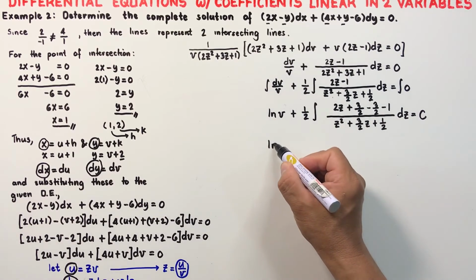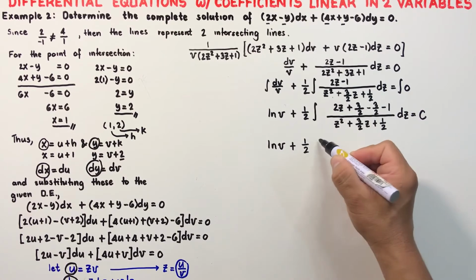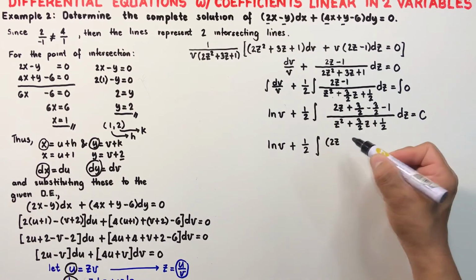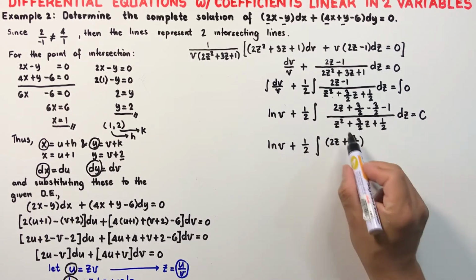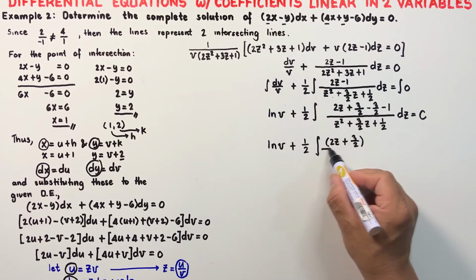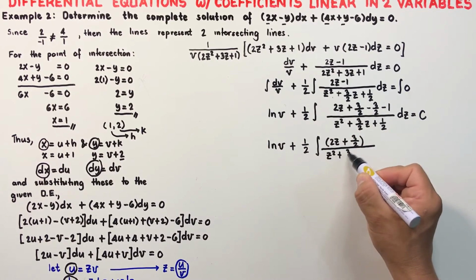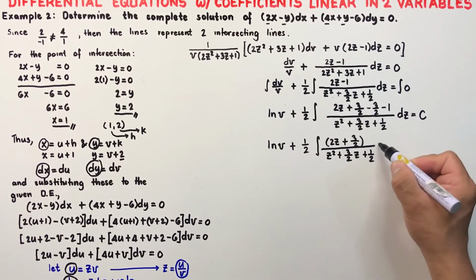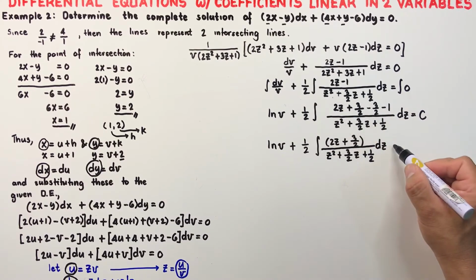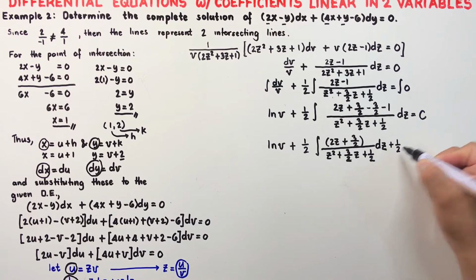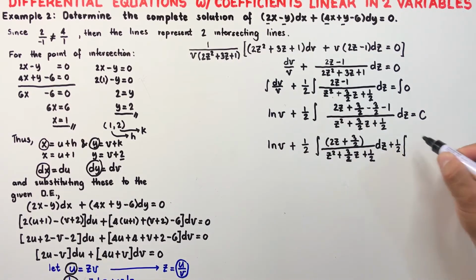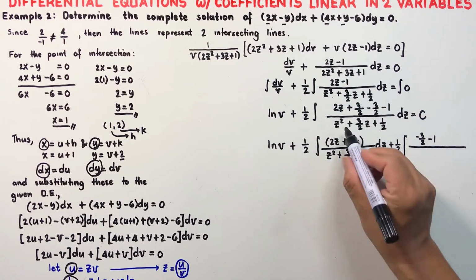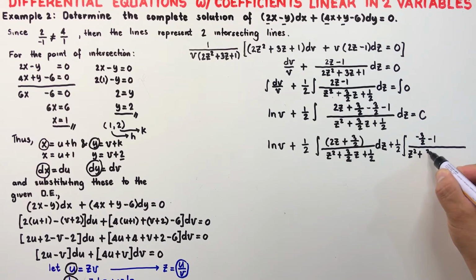So grouping the terms, we have the natural log of v plus 1/2 times the integral of 2z plus 3/2, which we know is the derivative of this one here. So this is divided by z squared plus 3/2 z plus 1/2 dz. We separate this one as another integral. So this is plus 1 half, because we still have a 1 half here, times the integral of the remaining, which is negative 3 halves minus 1 over this denominator here, which is z squared plus 3 halves z plus 1 half. And this is equated to the constant of integration, c.